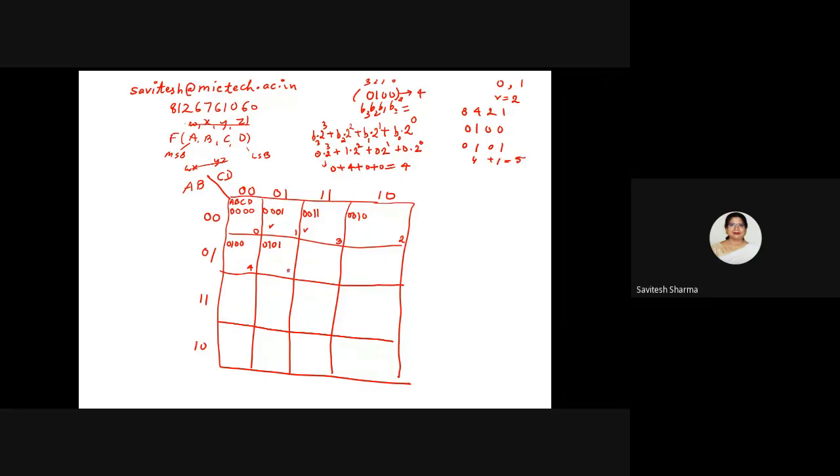Now see the next number, 0, 1, 1, 1. So you see what is this one? It is 4. What is this one? It is 2. What is this one? It is 1. This is 7. So this is the shortcut.